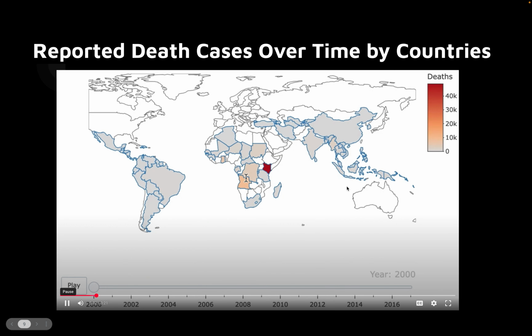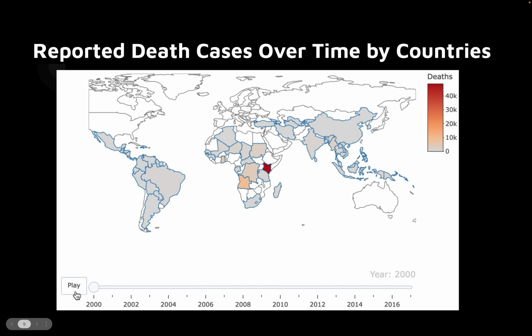And now we move on to this map. This map visualizes the number of reported malaria-related death cases by country from the year 2000 to 2017. Each country is colored on a gradient from light to dark red, where darker shades indicate a higher number of deaths. And again, the countries that are marked white are not included in the datasets.